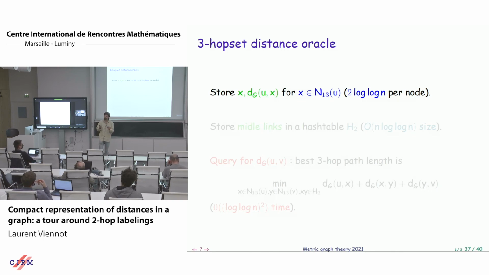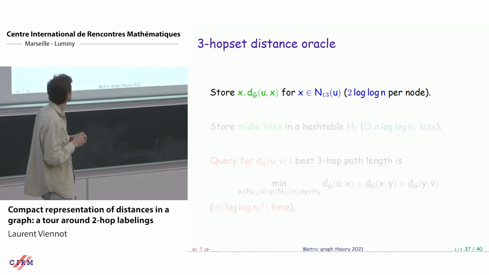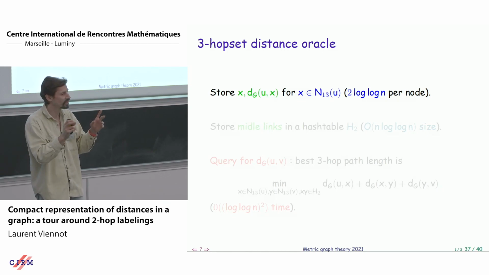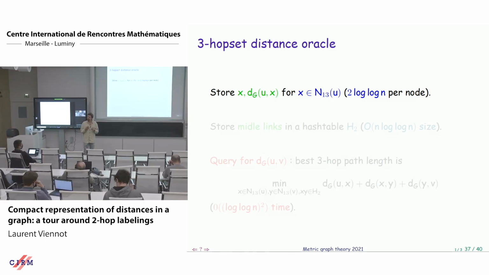So for each node, there are 2 types of links. There are the middle edge of the 3 hop path, and there are the type 1 or type 3 edges that connect you to a kind of hub. For each of these type 1 or type 3 edges, you store the distance to these nodes. So each node is going to remember the edges it is connected to and will store the distances, similarly to the labeling with 2 hops. And the middle links, you put them in a hash table.